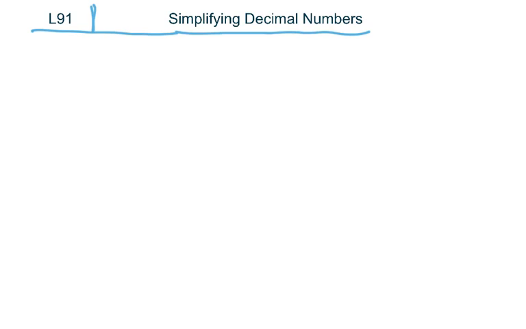L91, simplifying decimal numbers. So we just have a couple ideas to get through here. One is I first want to reaffirm what we mean when we say simplify. Simplify is, I won't call it a difficult word because that would seem like an oxymoron, but simplify does mean something very specific in math, and it doesn't mean necessarily easier. That's how we'll say, oh, it's simple, it's easy. But to simplify basically means to express with a lesser number of symbols.